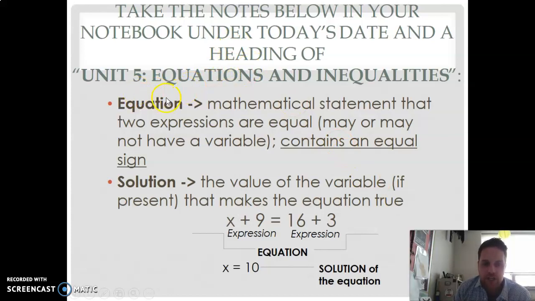So an equation is a little different than an expression. And we've talked about this. An equation is a mathematical statement that two expressions are equal, right? And it doesn't say algebraic expressions, so these expressions may or may not have a variable with them. The one thing that makes an equation much different than an expression is that they contain an equal sign, okay?